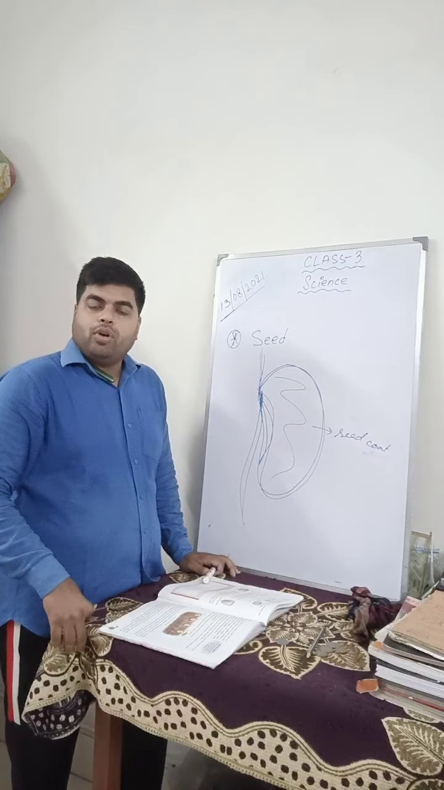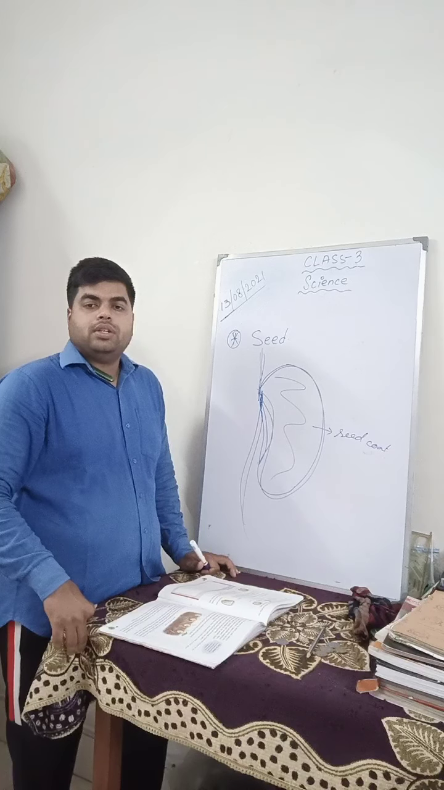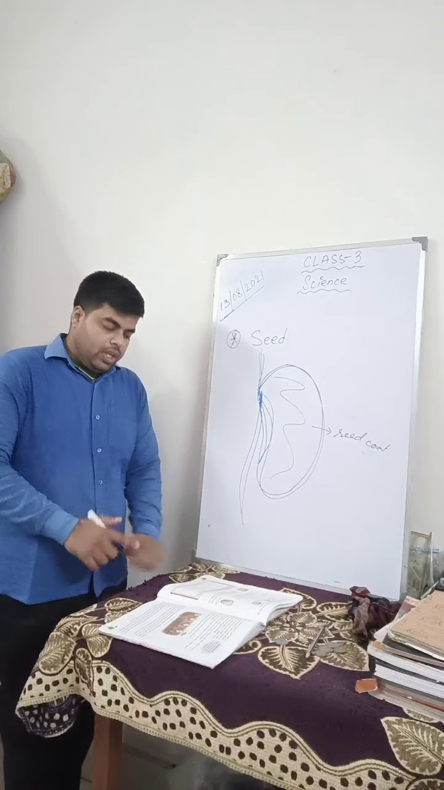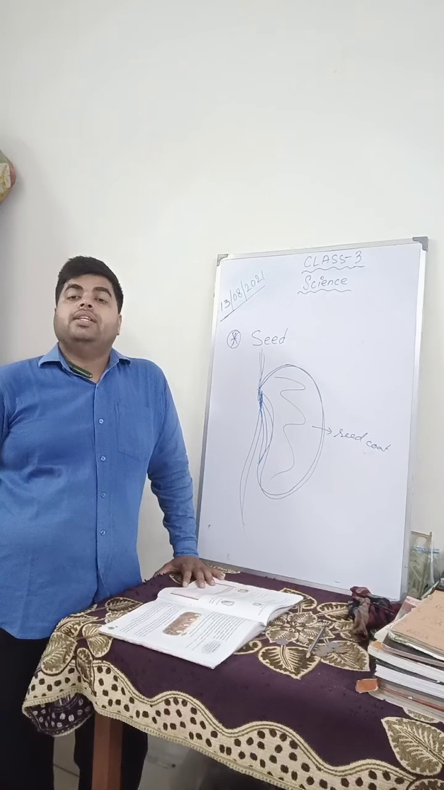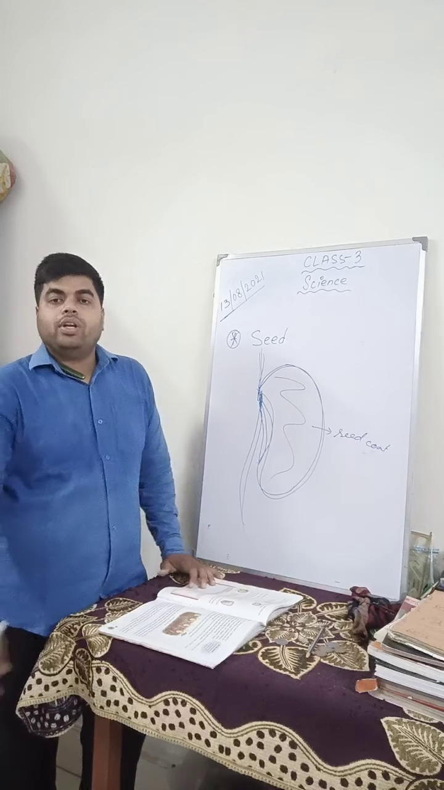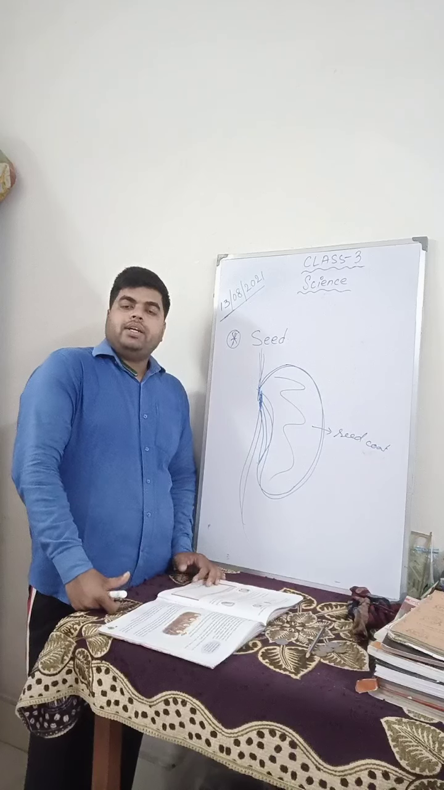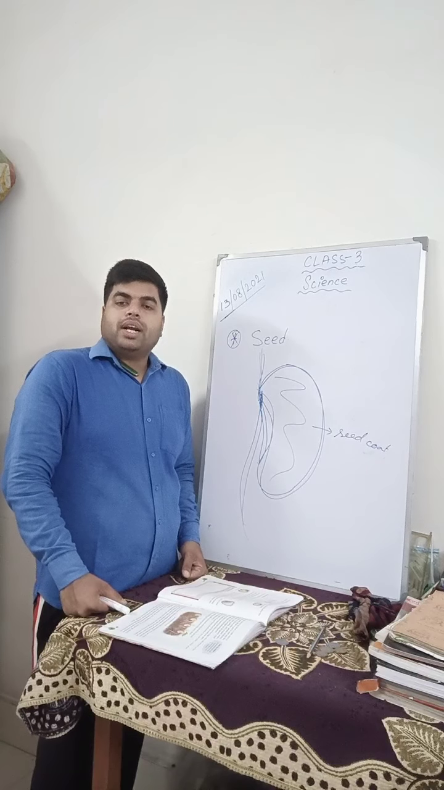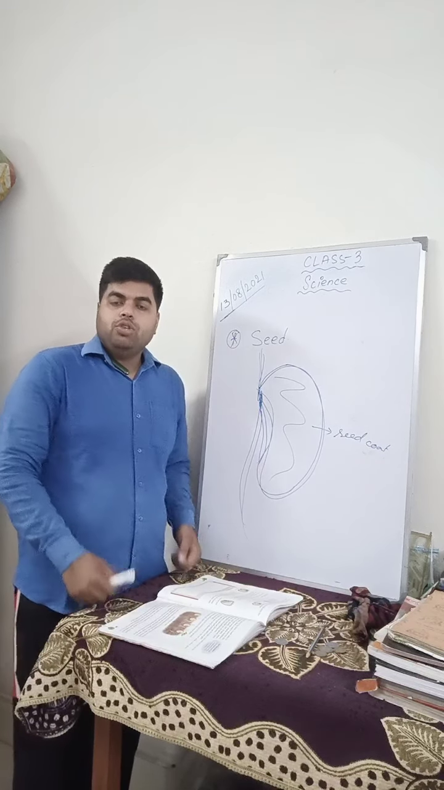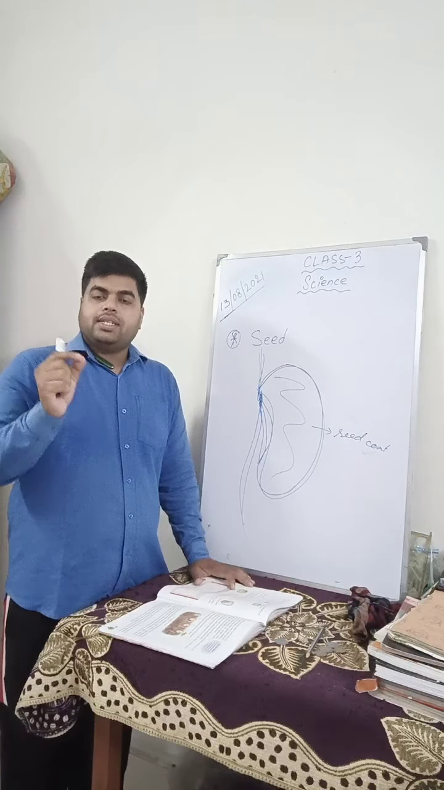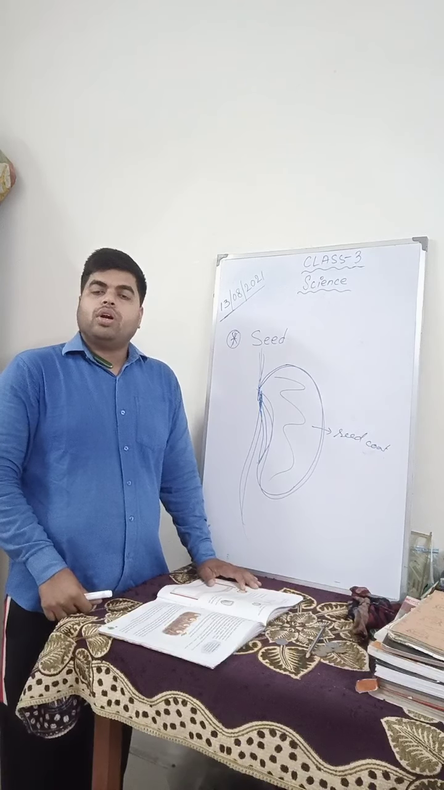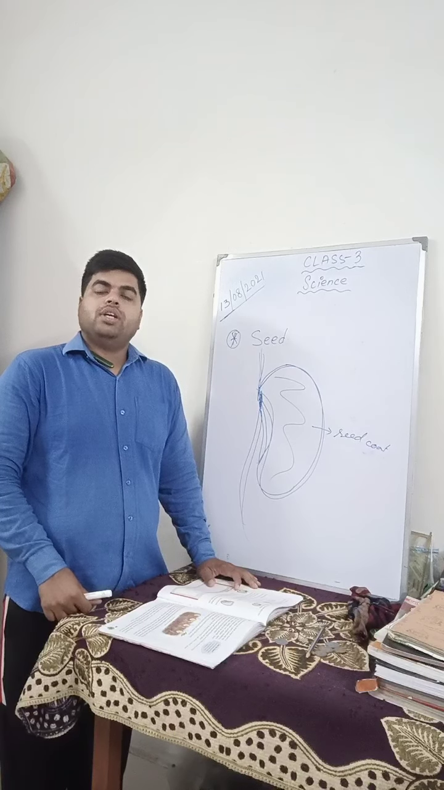Now these seeds can be of two types. One is the monocot seed and the other is the dicot seed. In the monocot seed, there is only one cotyledon. For example, rice, wheat and maize are monocot seeds. But if you break the seed of gram, peas or beans, it will break into two equal halves. Those are the cotyledons. A seed with two cotyledons is known as a dicot seed, and a seed with only one cotyledon is known as a monocot seed.